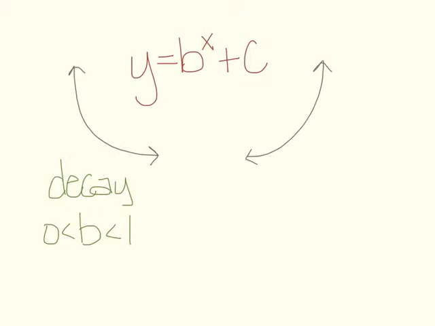If we have a curve going up and to the right, that is known as a growth curve, and it means that our b value is bigger than 1. In an exponential function, your b value will not be 1. Okay, so let's take a look at what this means.